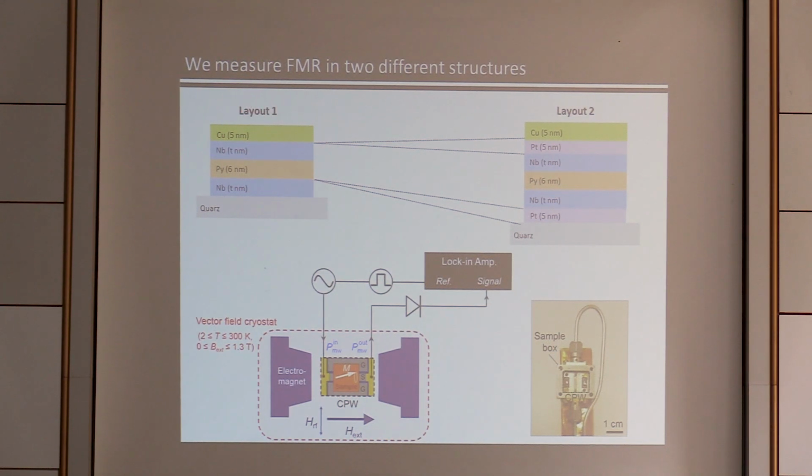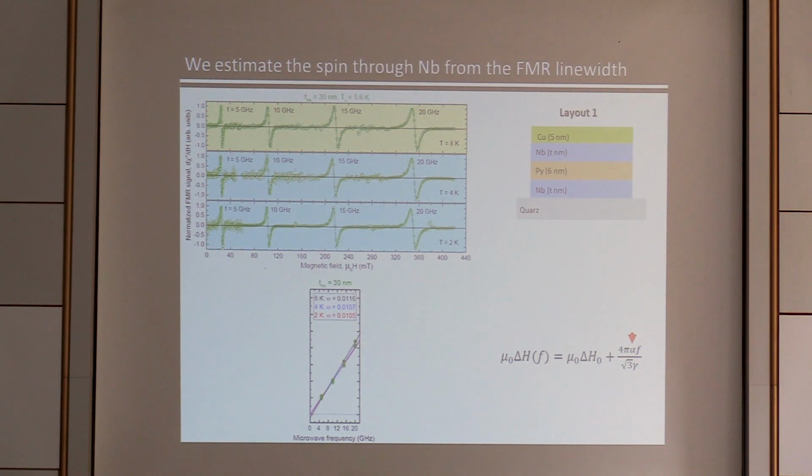In order to measure spin transfer through niobium, we used a spin pumping layout, where the sample was glued face down on a strip line waveguide, and ferromagnetic resonance was measured in transmission. These are typical ferromagnetic resonance curves measured for a 30 nanometers thick niobium at different frequencies and different temperatures. This plot represents the microwave frequency dependence of the line width of these ferromagnetic resonances. It follows a linear trend.